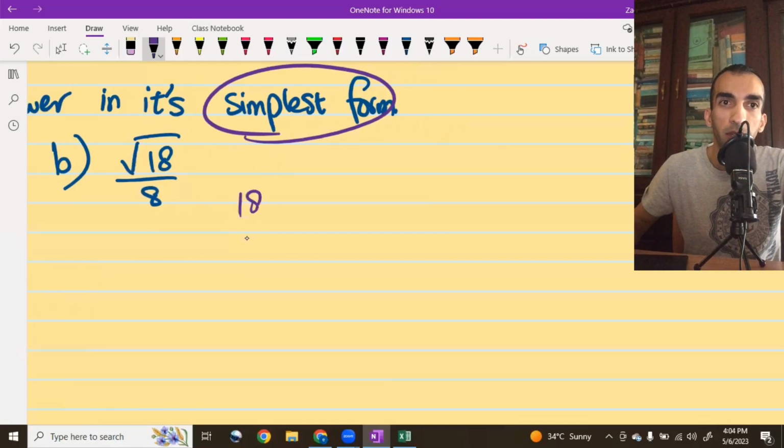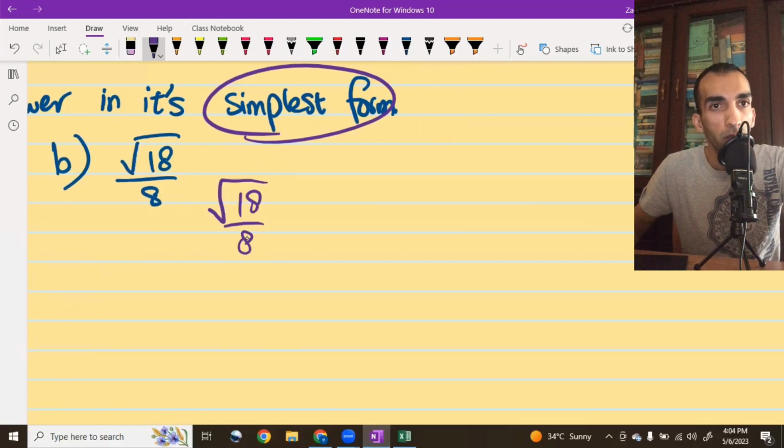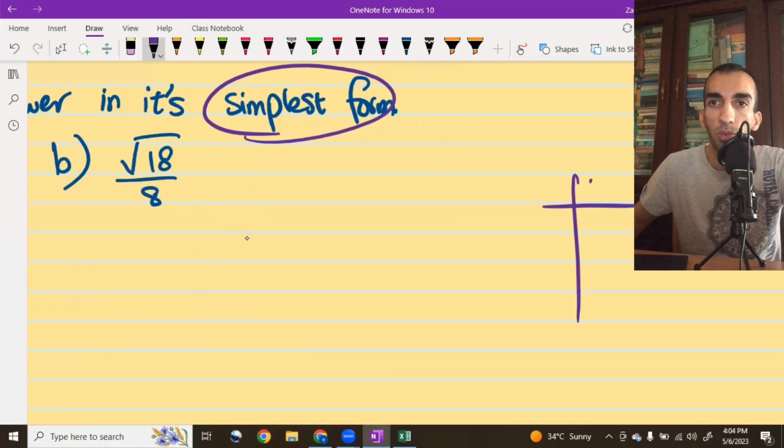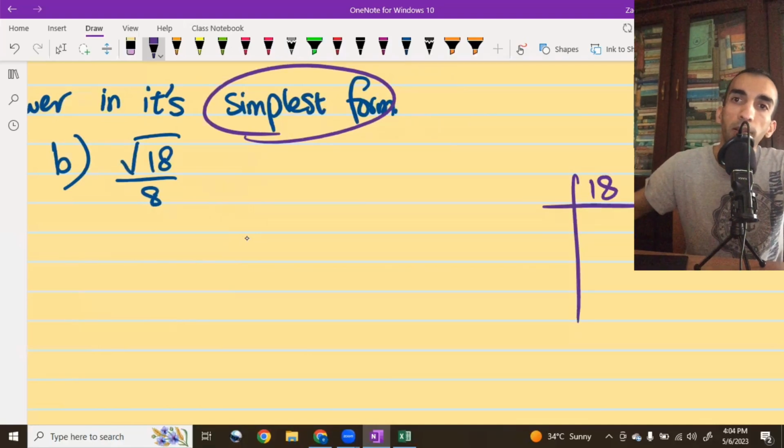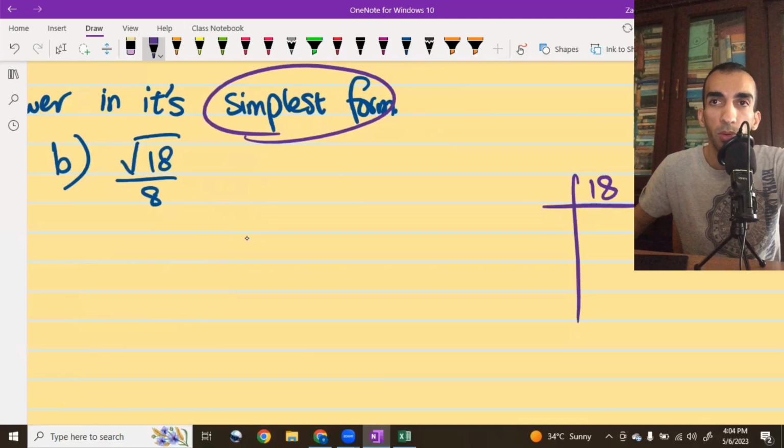Had the question been 18 divided by 8, it would have been very simple, right? The only thing that's troubling us is the square root sign. So how do we deal with the square root sign? What do we always do? You find the lowest common multiple.